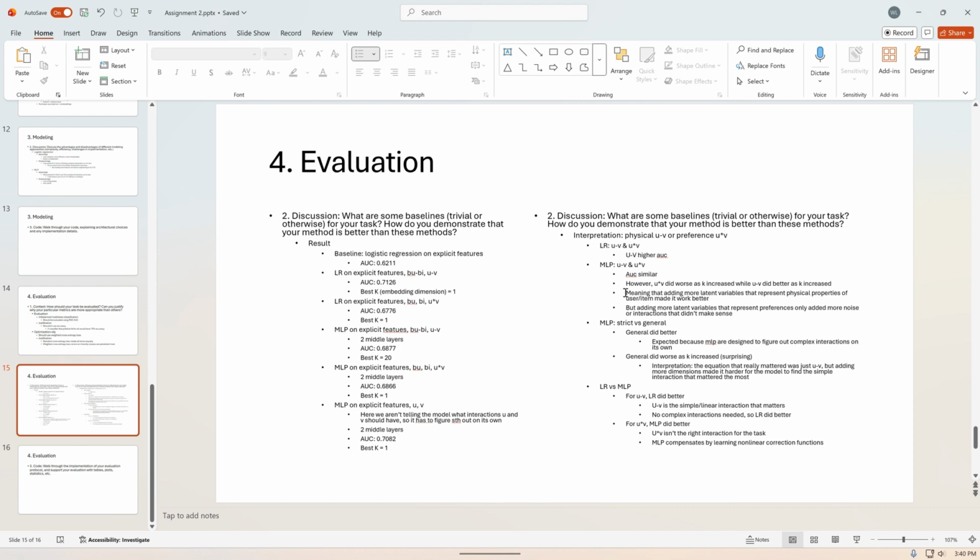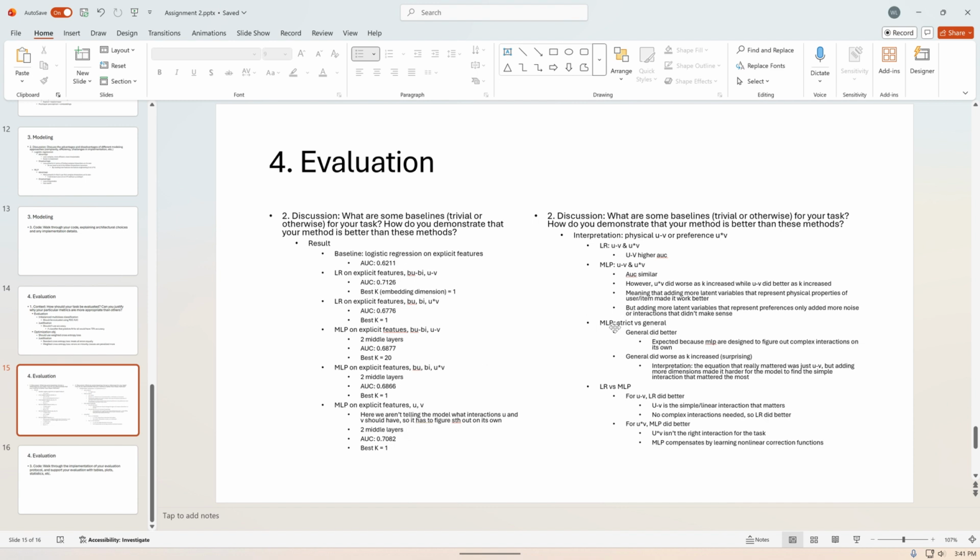My interpretation for this is that when you add more latent variables that represent physical properties, it worked better. But adding more latent variables that represent preferences just added more noise and interactions that didn't make much sense, which is why increased dimensions on U minus V was better.